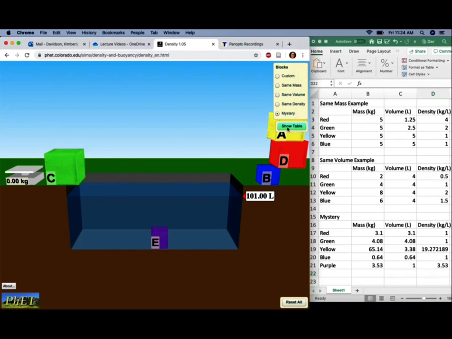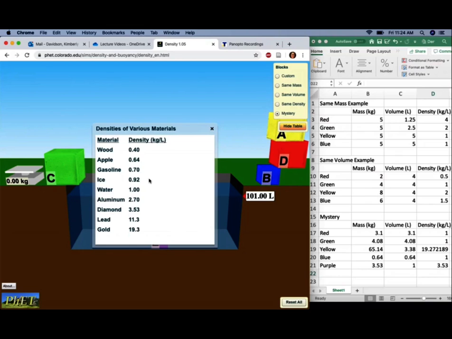So let's look at that table and figure out what each object is. So the red cube had a density of 1 kilogram per liter, so that should be water. And what's interesting is you'll notice that ice and water have different density values. So you've probably noticed that ice floats in water. And part of the reason that ice floats in water is it has a larger volume per mass than water. So ice has a smaller density than water. So the temperature of a substance will affect its density.